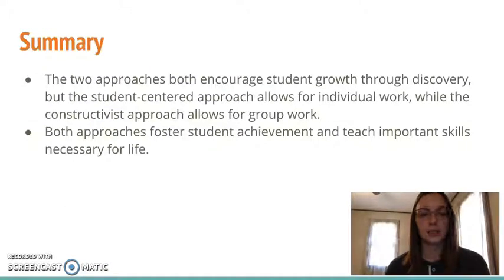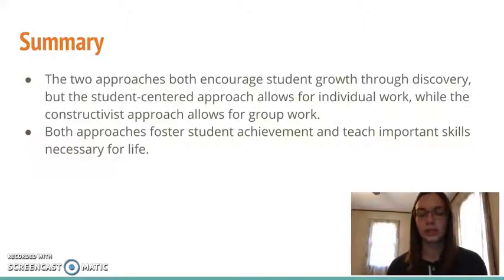So as a summary, the two approaches both encourage student growth through discovery on their own. They're both wanting the students to be very active in their education, and they're both wanting them to discover content on their own. But the student-centered approach only allows for individual work, so the students are working all on their own. But the cooperative approach wants students to grow through discovery with group work.